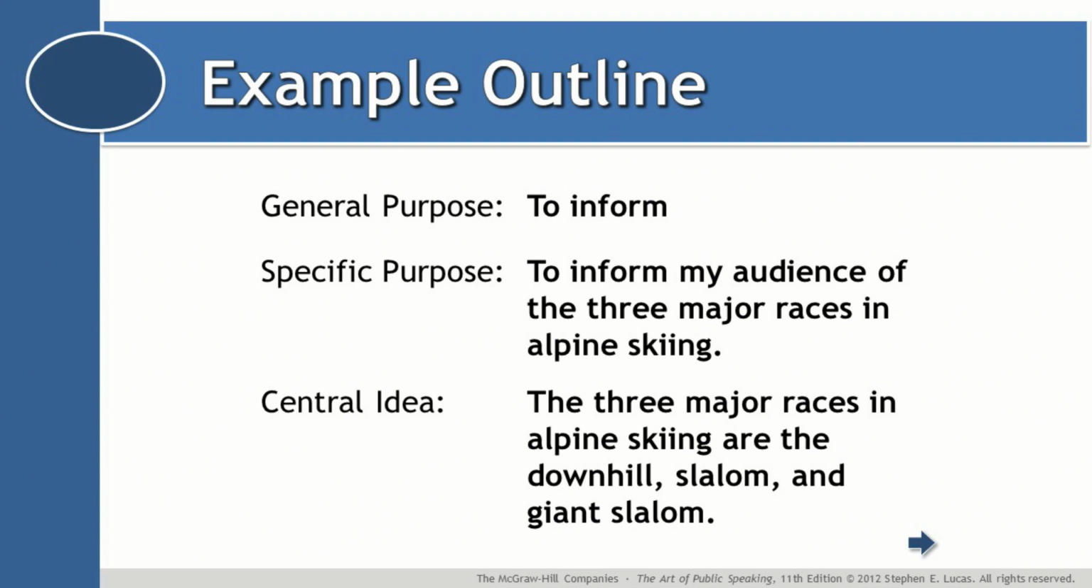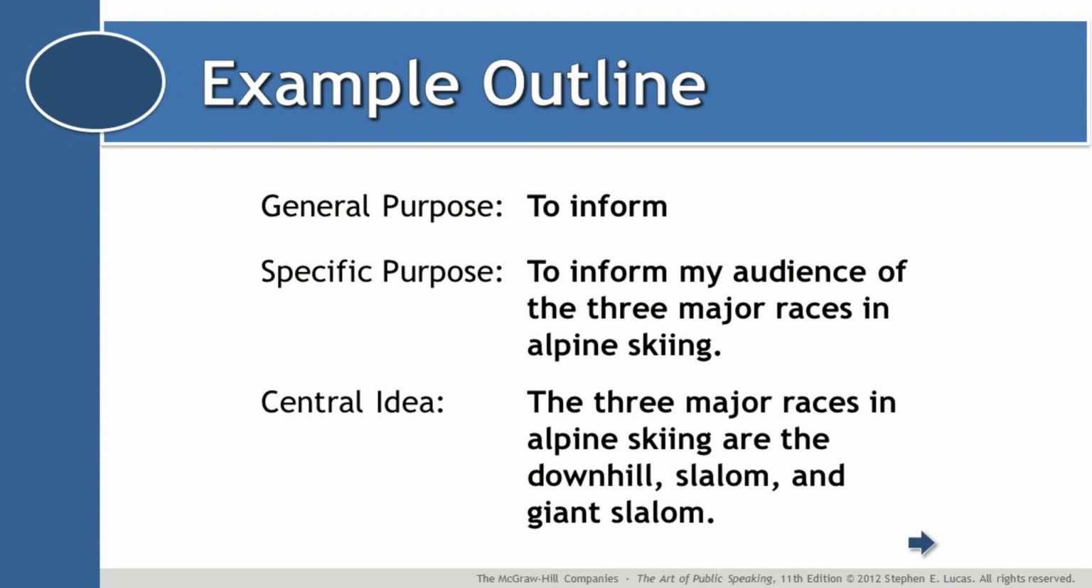So when we bring this all together, we'll look at a sample outline of what that's going to look like. We're going to use the topic of alpine skiing. Our general purpose is to inform. Our specific purpose, which builds off of the general, is to inform my audience of the three major races in alpine skiing. The central idea focuses even further, building off of the specific purpose: The three major races in alpine skiing are the downhill, slalom, and giant slalom.